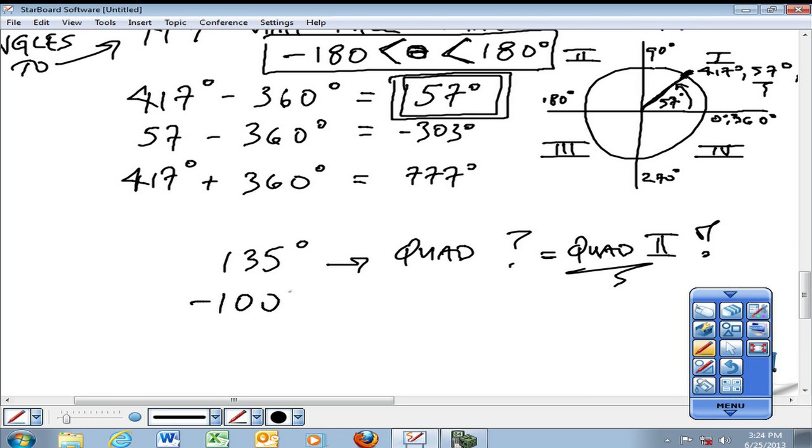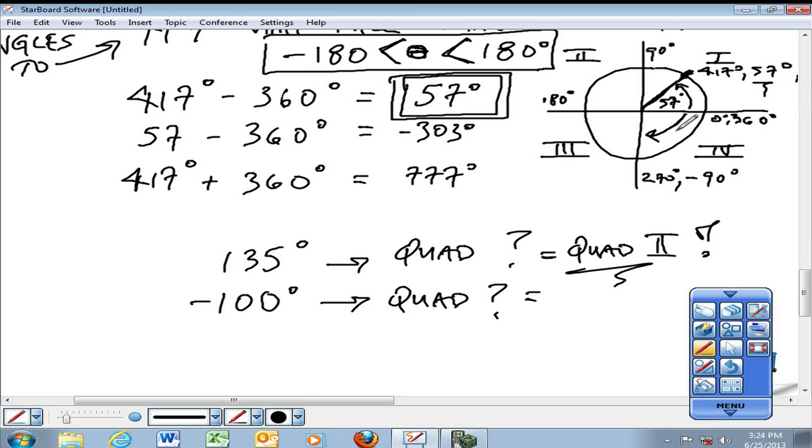What if you were given negative 100 degrees? Again, same goal. What quadrant does negative 100 degrees fall into? So here's your complex plane. Remember, if it's negative, what direction are you going to go? Yes, clockwise. So here we go, 0 to, what is the negative equivalent? Negative 90, perhaps.